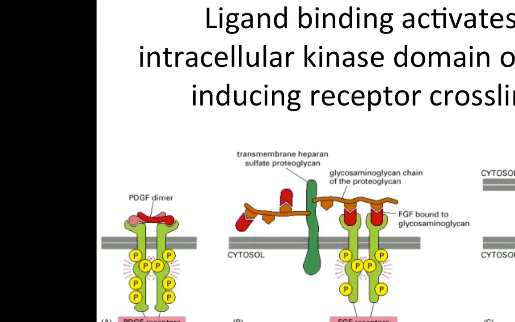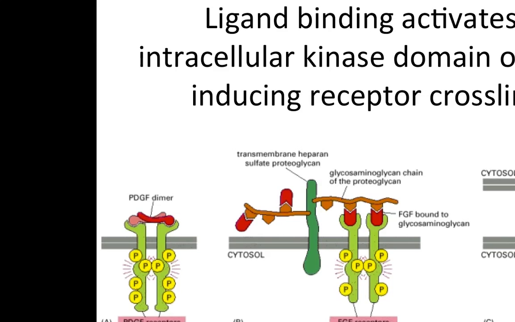When the ligand binds to these types of receptors, often there are multiple receptors, and they need to dimerize. The ligand binding actually brings the receptors closer together. In this case, the ligand is a dimer, which brings the receptors close together, so you get cross-linking of the receptors, and phosphorylation. It activates their kinase domain, and they can phosphorylate each other. This is 3 different receptors showing the same thing happening, where the ligand brings the receptors together, then the kinase domains get activated, and they can phosphorylate each other.